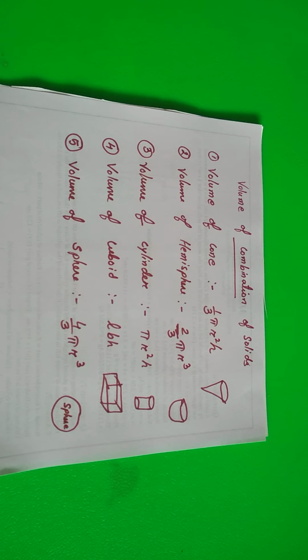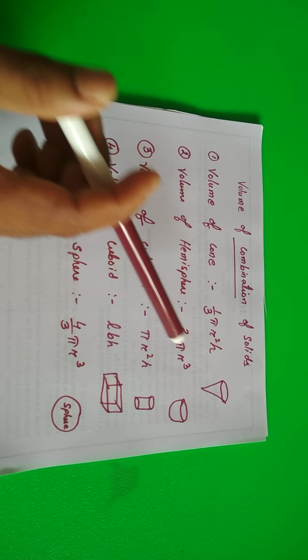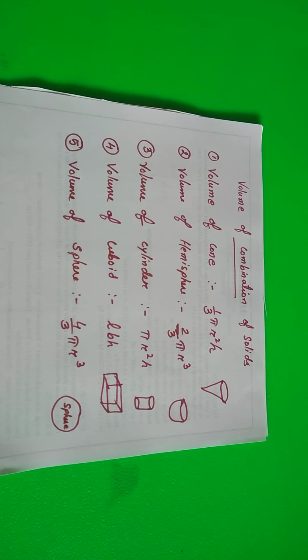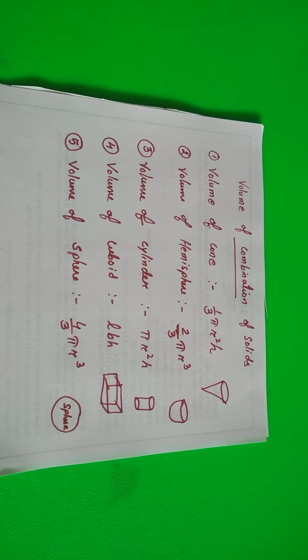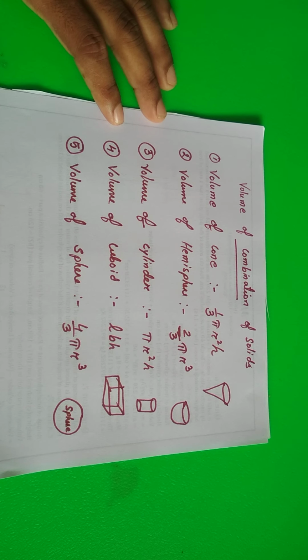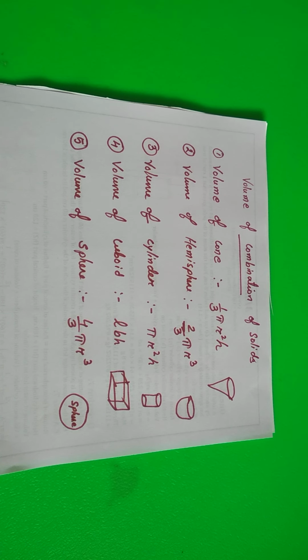Clear? Now hemisphere means divided by 2, therefore we are getting 2 by 3 pi r cube. Clear? This formula is very much important. You need to make sure that you know all these formulas. Now, when you talk about volume of combination of solid, diagrams are specifically similar to that of surface area.